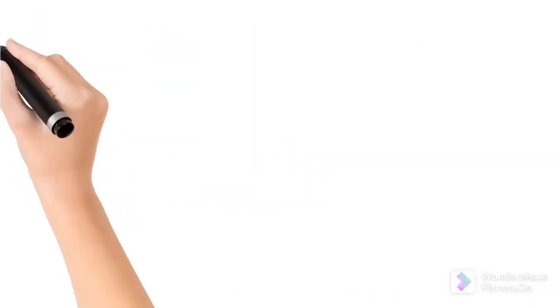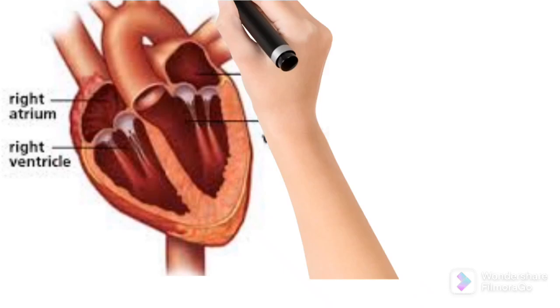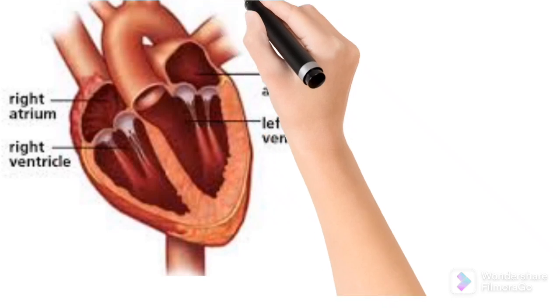4 chambers make up the heart. 2 on the left and 2 on the right. The 2 small upper chambers are the atria. The 2 larger lower chambers are the ventricles. The heart's left and right sides are separated by a wall of muscle called the septum.